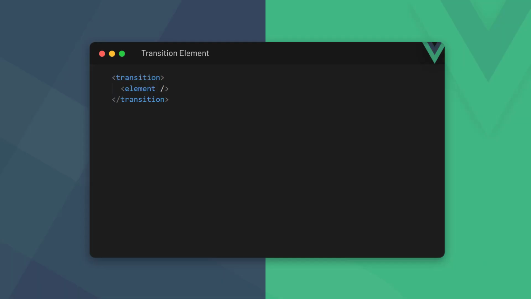To help with our animations and transitions, Vue provides us with two components. The transition component wraps the element we want to animate with open and close transition tags. Vue will add transition classes to an element that controls the animation of that element onto the page.